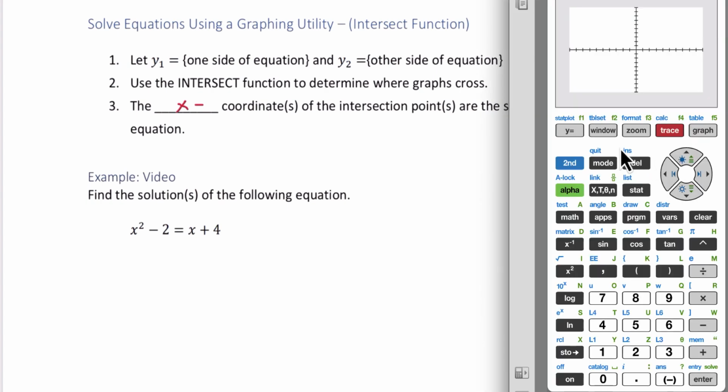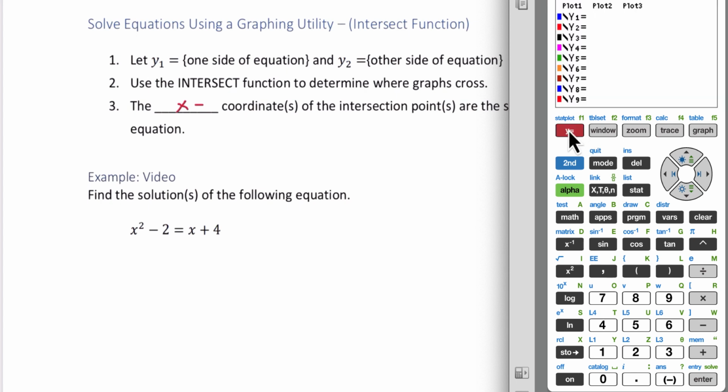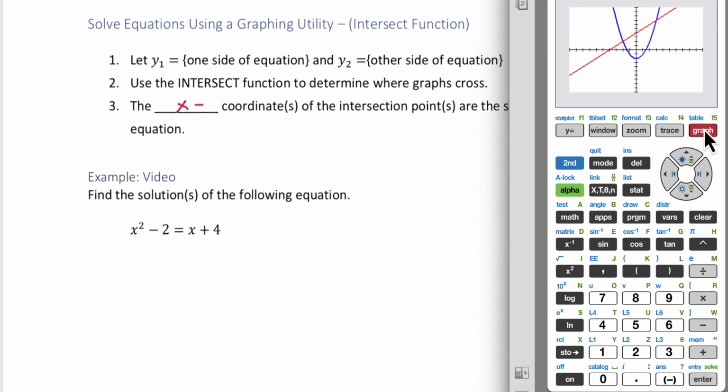In this example, we'll start by going to y equals, and beside y1, we will type in the left side of the equation, x squared minus 2. And under y2, we'll type in the right side of the equation, x plus 4. And then graph, and we're looking for where those two graphs intersect. Notice it happens in two places. That means we have two solutions.